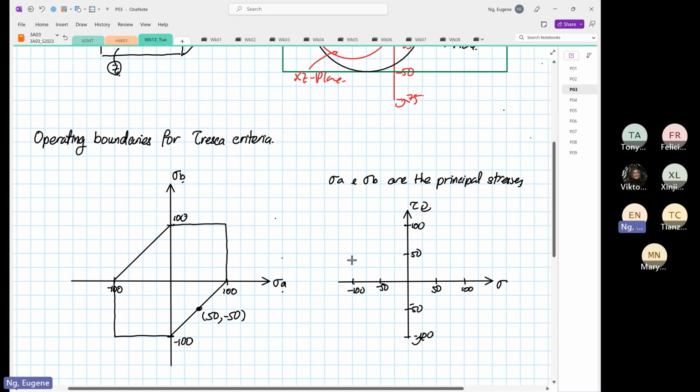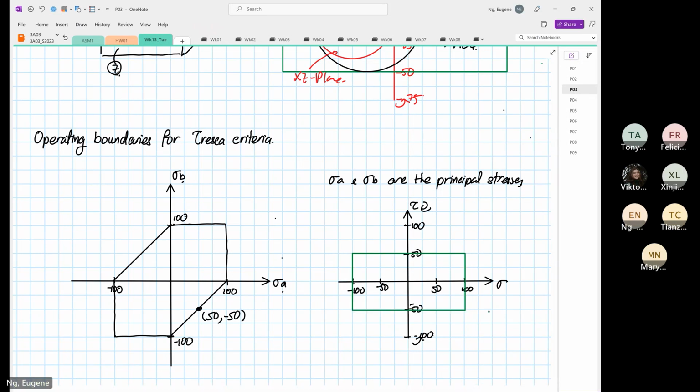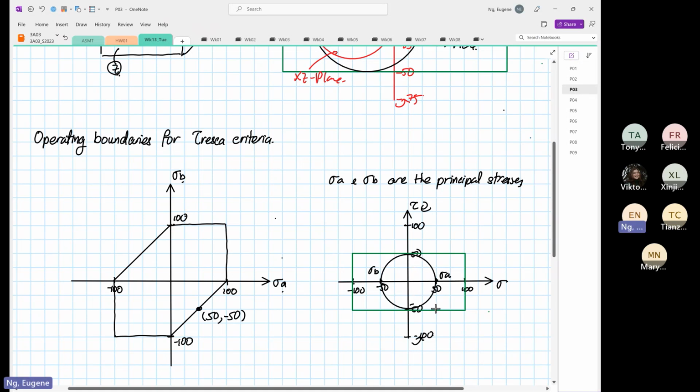is over here. Okay. So if your stress A and stress B, one is 50, the other one is minus 50. So this is your stress A, and over here, this is your stress B. So when we draw the circle, it is within the box. It's within the box, as you can see.